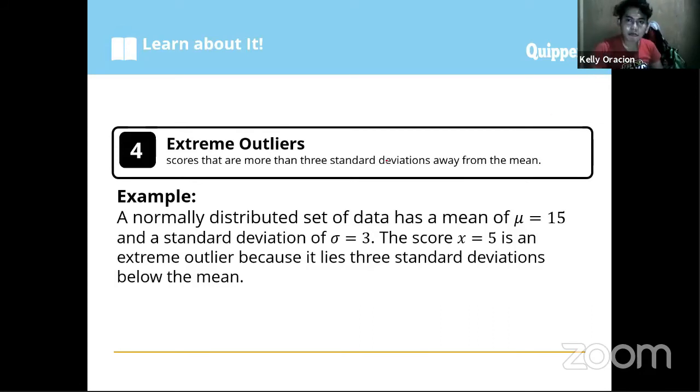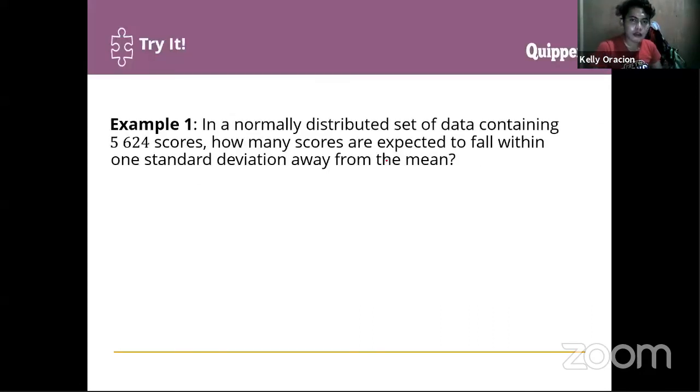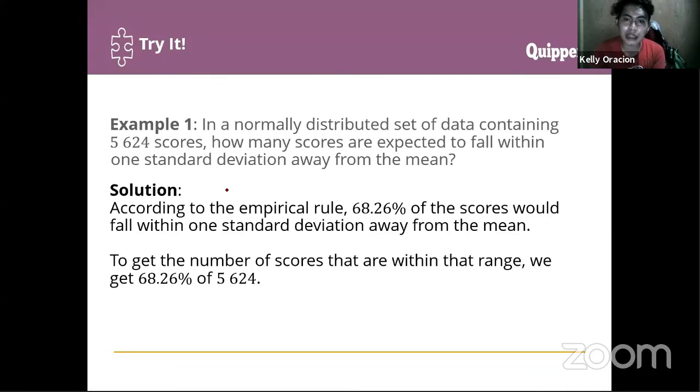Next, a normally distributed set of data containing 5,624 scores: how many scores are expected to fall within one standard deviation away from the mean? Take note that one standard deviation away from the mean is 68.26%. Again, 68.26% is one standard deviation away from the mean.